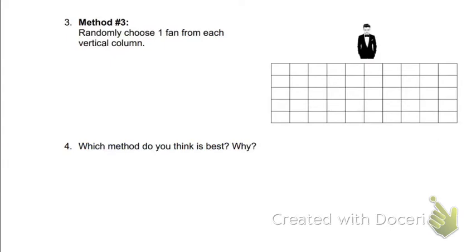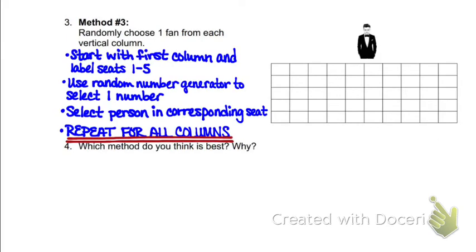So I just want a single random number. So 1 through 10. And we've got seats 1 through 5 now. I want 1 random number between 1 and 5, and I'm going to do that 10 times. So this time we just want 1 single random number.